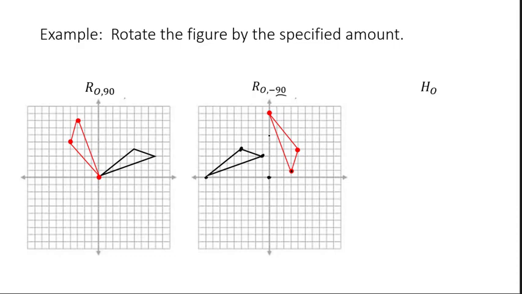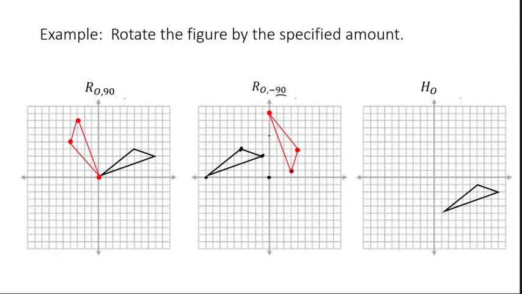One more example. Here we have H sub O. What this means, remember, is a half turn. So it's a 180-degree rotation. And here is your picture. You're trying to rotate this 180 degrees around this as your center point. So when you do this, you can take each vertex. So you can begin with this one right here.